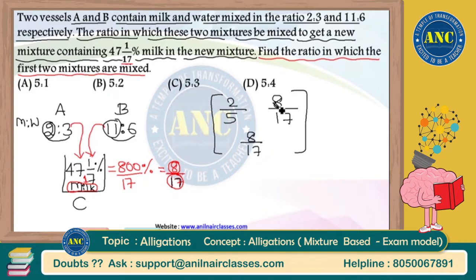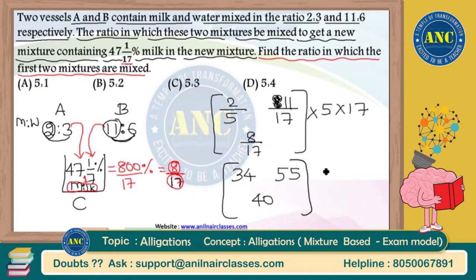This is an incorrect thing, sir. I am sorry. So this says that out of total 11 plus 6, 17, 11 liters belongs to milk, not 8 liters. So it is 11/17. Now LCM of 5 and 17 is 5 into 17. If I simplify, 2/5 into 5 into 17, 5 cancels. 2 into 17 is 34. 11/17 into 5 into 17, 17 cancels. 11 into 5 is 55. 8/17 into 5 into 17, again 17 cancels. 8 into 5 is 40.